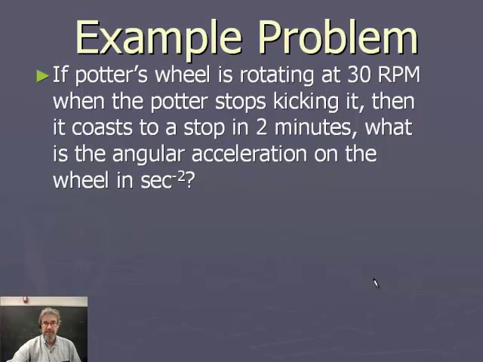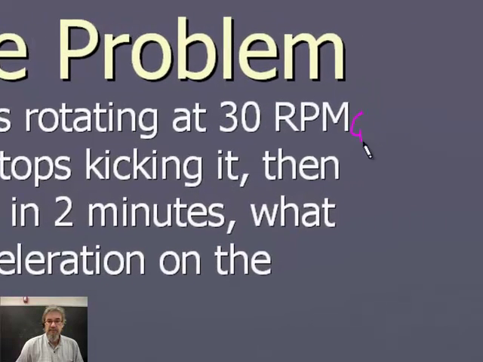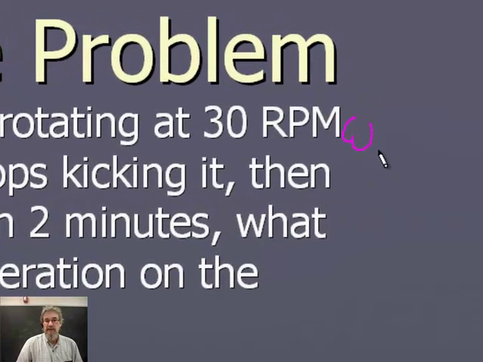Here's another question. A potter's wheel is rotating at 30 RPMs. So 30 RPMs is an omega. And we could call that an omega initial here because the potter stops kicking it and then there's a change. So it coasts to a stop. Friction has caused it to come to a stop. That means omega final is 0.